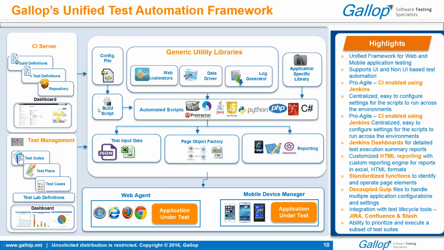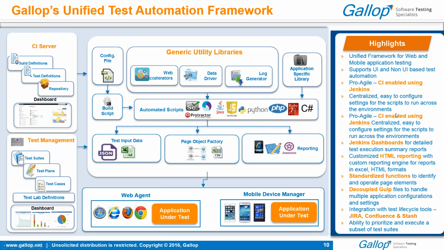The framework can fit well with a continuous integration server. When setting up the CI jobs on Jenkins, or it can be any other tool, we have different build scripts and config files. We just have to send those parameters to the CI server so that it invokes the execution and gives the reporting. So we have customized reporting.